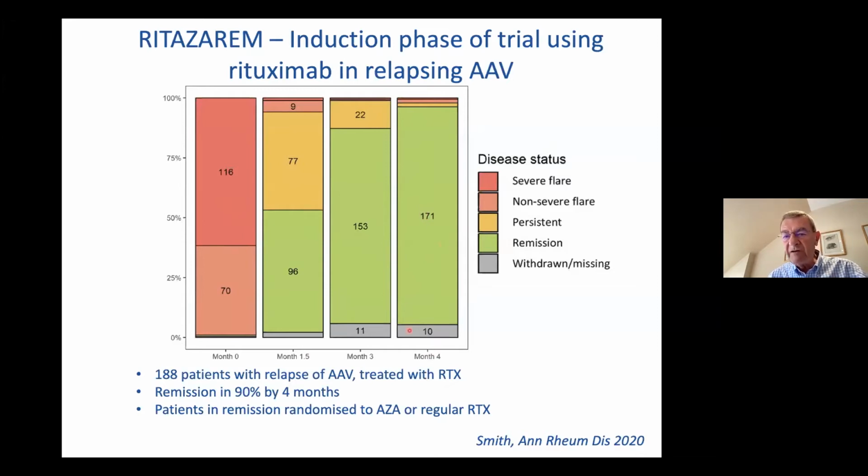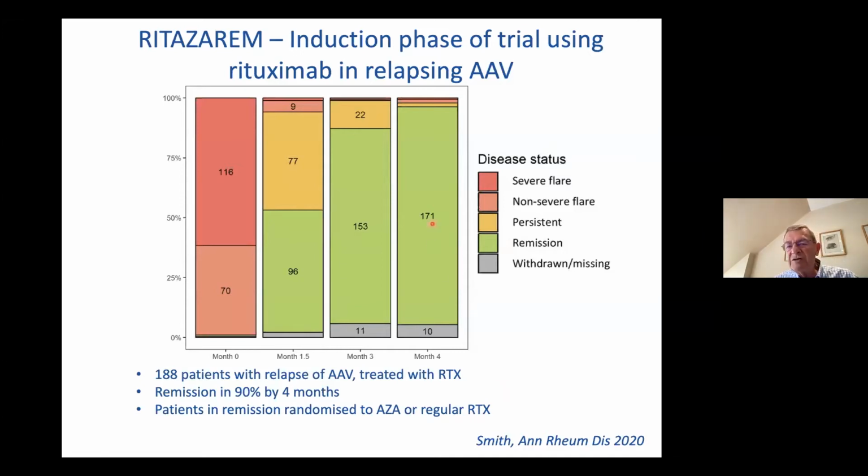Once the patient was in remission, they were then randomized to the second part of this trial, comparing maintenance with azathioprine or maintenance with regular rituximab every 4 months. This study is not published yet, but I can give you the preliminary results that regular rituximab was more effective than azathioprine in maintaining remission in this disease.